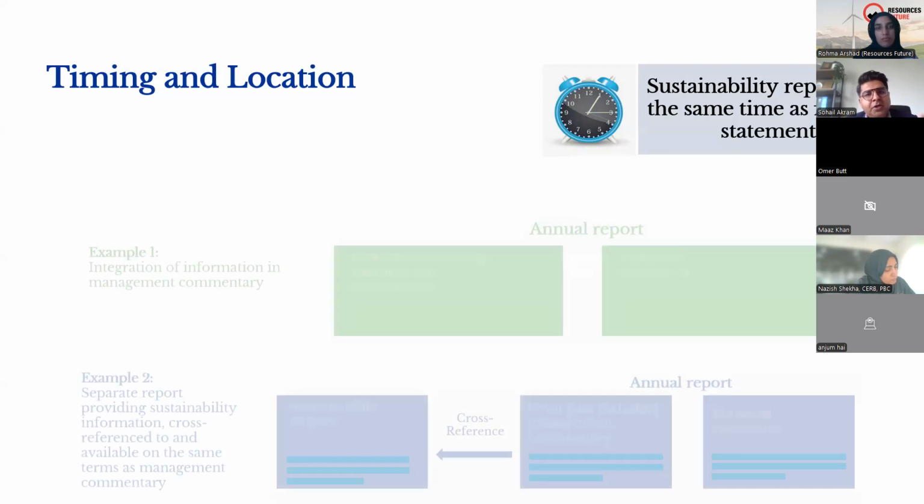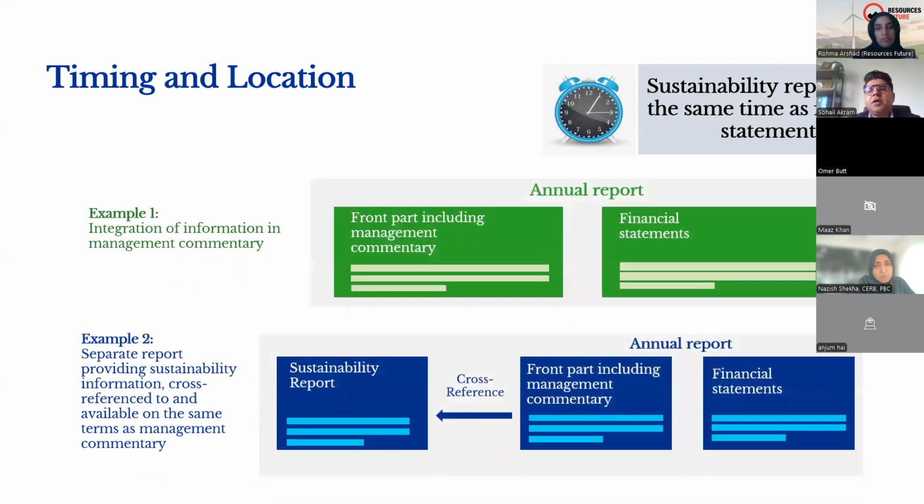As far as the location of this report is concerned, IFRS S1 has not prescribed a specific location. So an entity can present it within the annual report, within management commentary, and discuss its sustainability-related risks and opportunities, or it can come up with a separate report, which can be termed a sustainability report, and then that report can be cross-linked with the annual report, the financial statements and other aspects that are covered in the annual report.